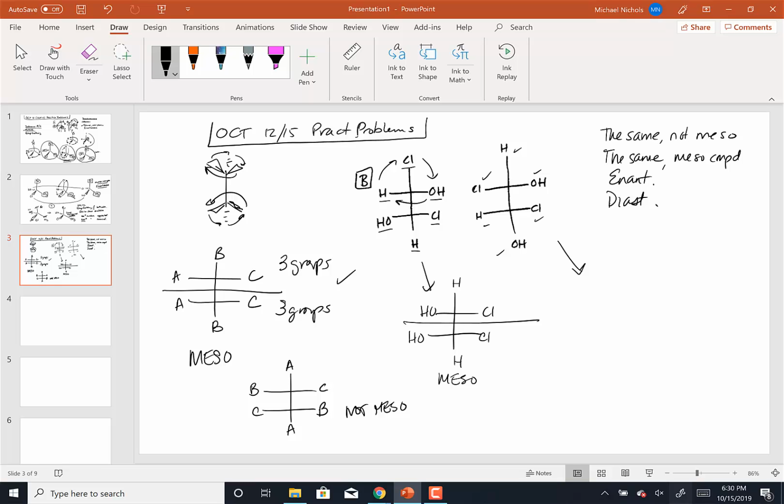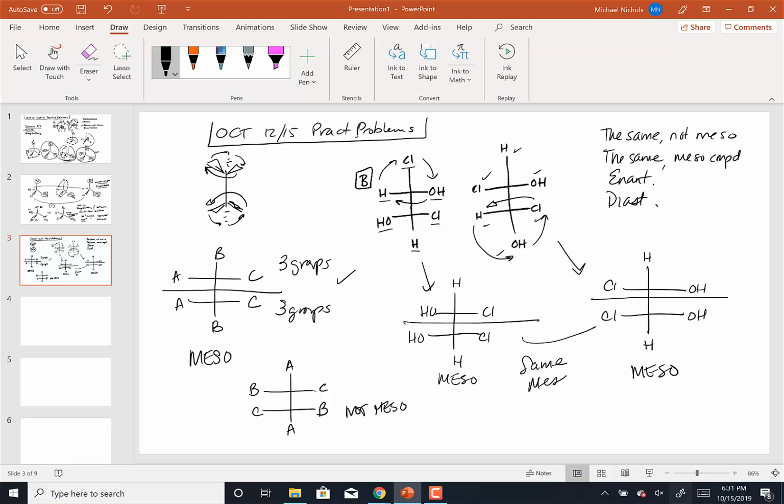How about the right-hand molecule? Let's try to line up the H groups. Down here, let's move the H here, the OH group there, the Cl over here. The top carbon, I didn't do anything to it. For the bottom carbon, I'm going to move the H down to the bottom position, the OH to the right, and the Cl over here to the left. Mirror plane, yes, it's meso. So these two molecules are the same meso compound, and that's my answer.